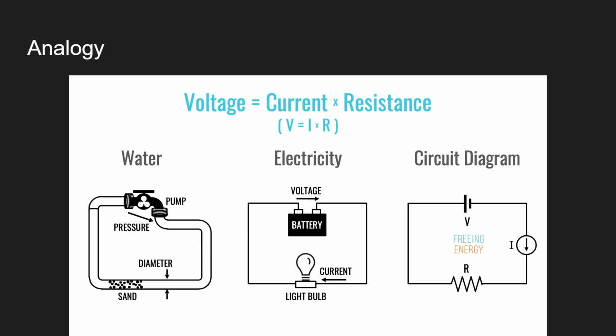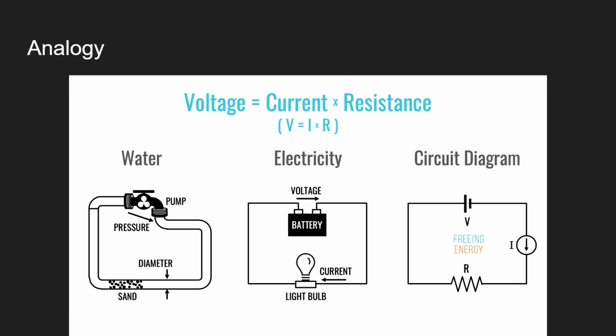Okay, we have an analogy here. The battery, which is the voltage source, is just like a pump in a water flow. The more powerful the pump is, the more voltage, or EMF, it can provide to push the electrons around the circuit. The pressure just represents the voltage. The current is how much water flows through the pipe.